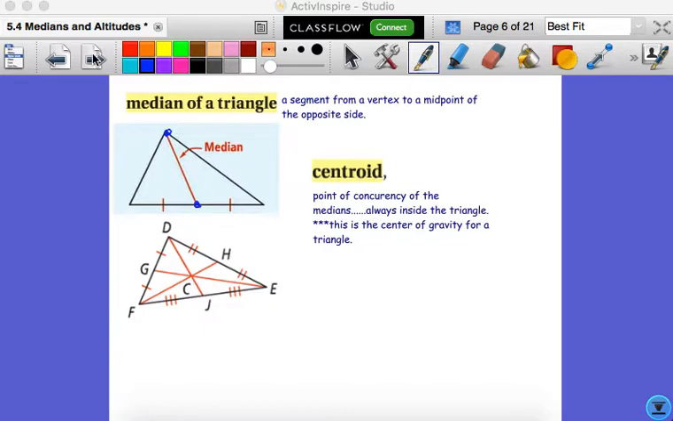A centroid is the point of concurrency where all of the medians will meet. This is always, always, always inside the triangle, and it's also the center of gravity for this triangle, meaning if we were to try to balance this structure as if it were a building, we would need to make sure that most of our supports were at this centroid right here, since that's where a majority of the gravity is going to fall.